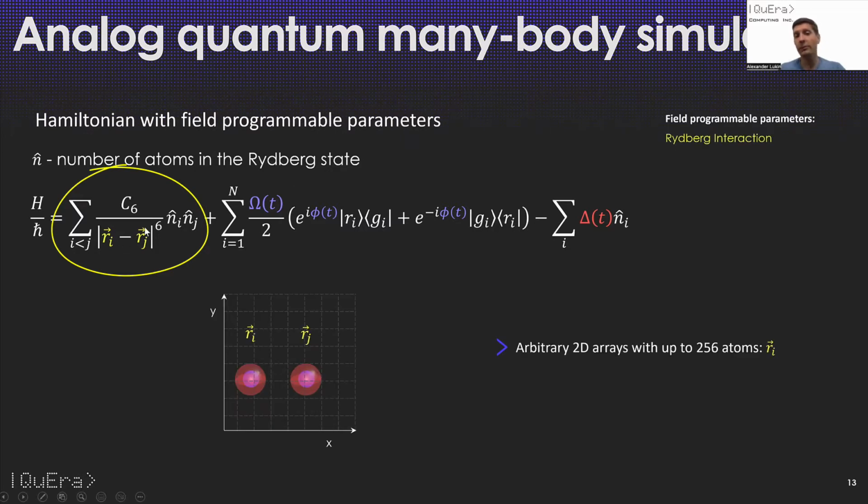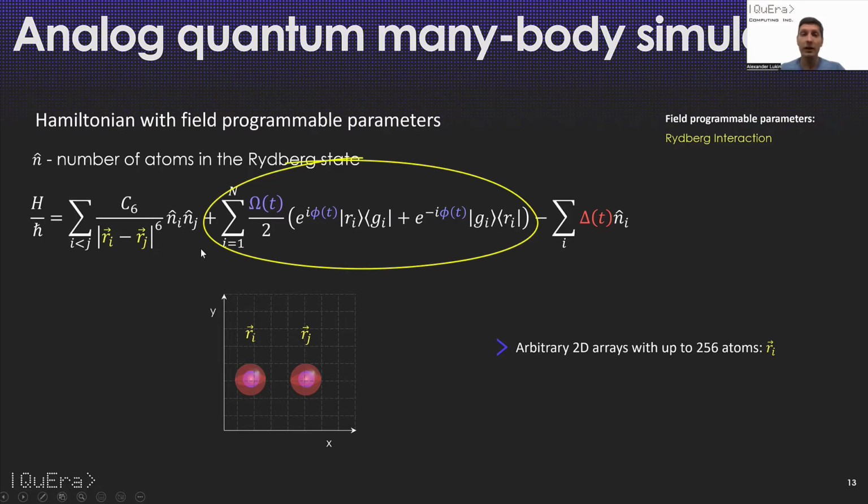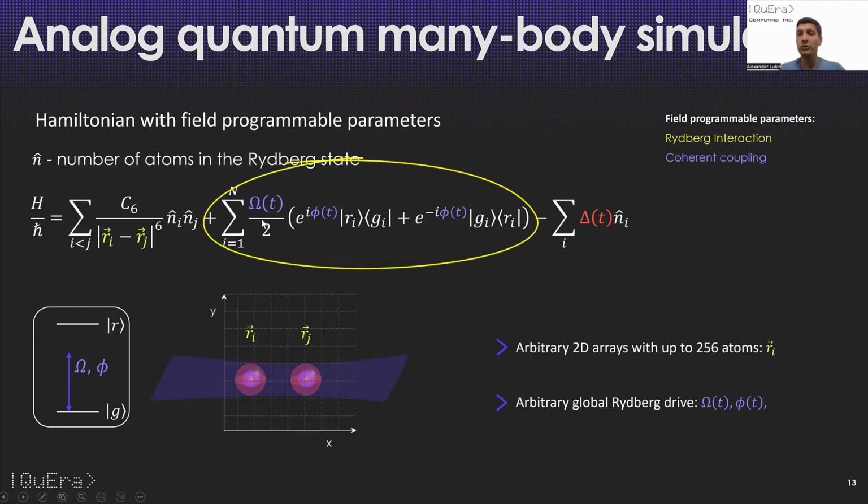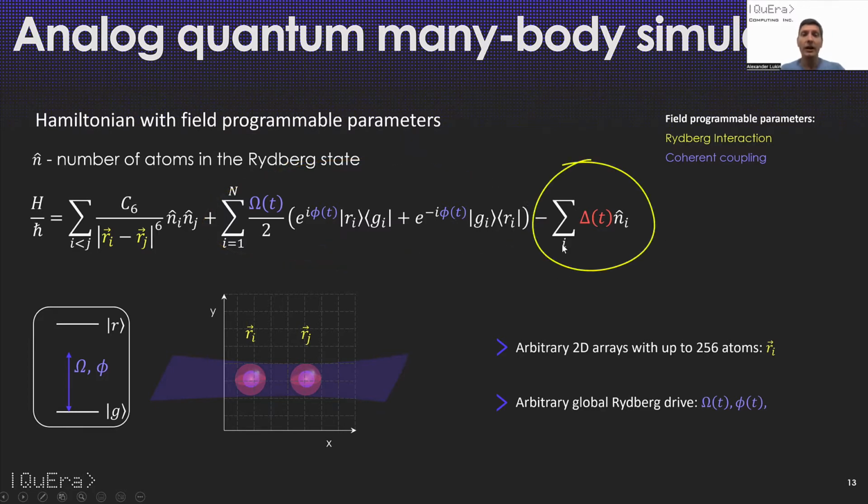And as a user, you will be able to adjust this term by varying the positions of the atoms in a 2D plane. The second term corresponds to a coherent drive, where you can control both the amplitude of the drive as well as the phase as a function of time during your quantum simulation. And the last term corresponds to an energy cost for Rydberg excitation on each site. Maybe some of you will be familiar with it in the concept of the chemical potential in the system. And we can introduce it by simply detuning the driving laser frequency from the qubit resonance.